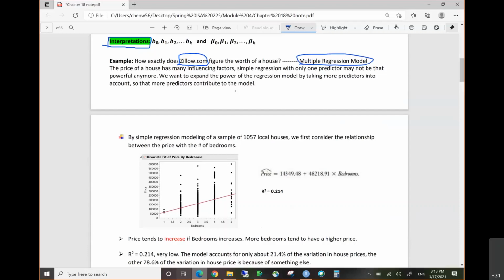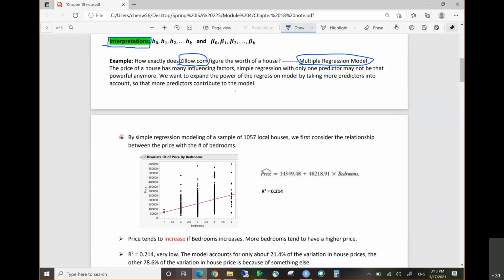If you have a house, the price of the house will be affected by a lot of factors. It will be affected by how many bedrooms you have, how many bathrooms, how many fireplaces, how large the house is, the living area of the house, how old the house is, and where the house is, the location of the house. So many factors will affect the price of the house.